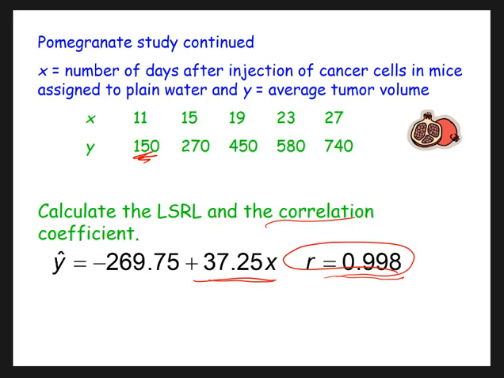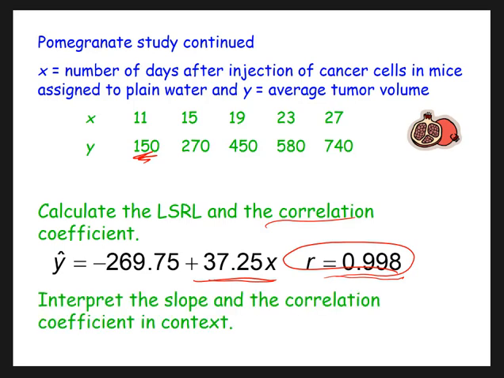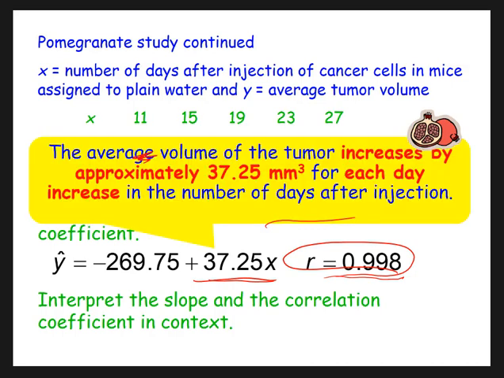So really this regression line starts at a point where the cells start to grow, but we just don't know what point that was. So we interpret the slope and the correlation coefficient. The slope, 37.25, means that every day we'd expect the tumor to grow by 37.25 millimeters.